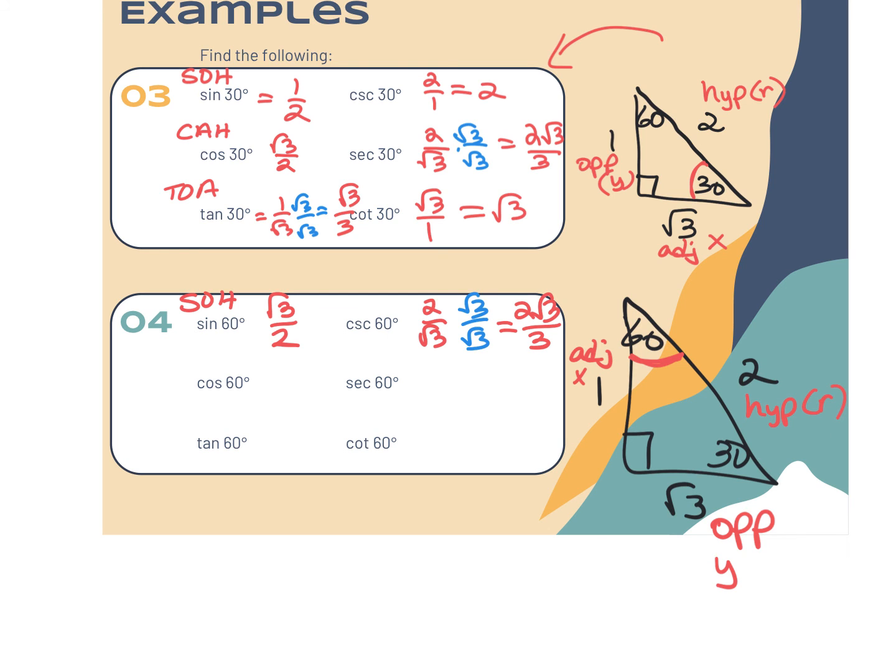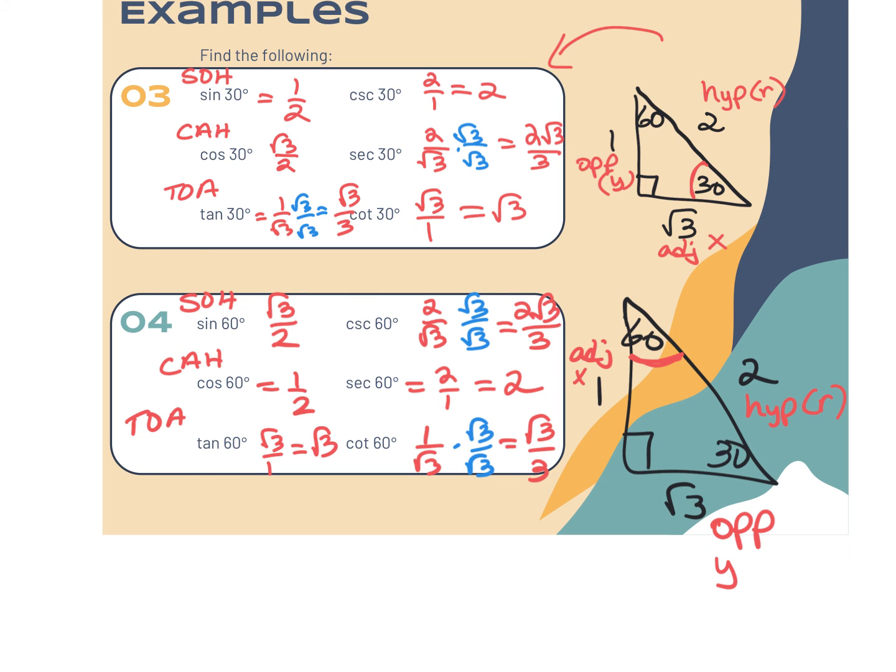For cosine of 60, that will be adjacent over hypotenuse, or CAH, or x over r, 1 over 2. Its reciprocal, flip it. Tangent, TOA, or y over x, square root 3 over 1, simplifies to square root 3. Reciprocal would be 1 over the square root of 3. Rationalize. Final answer, square root 3 over 3.